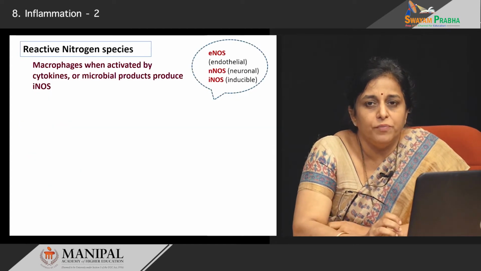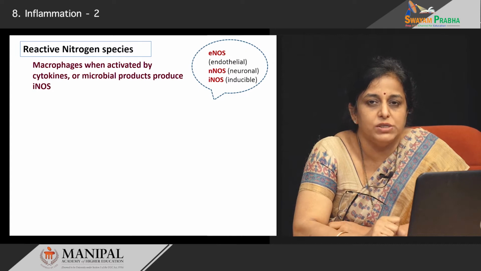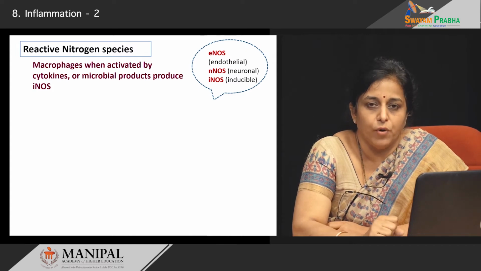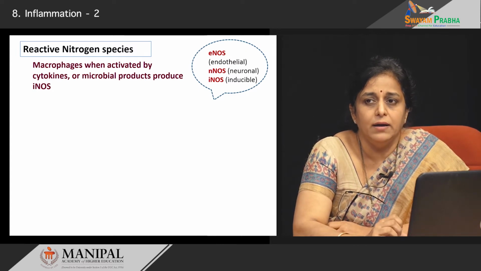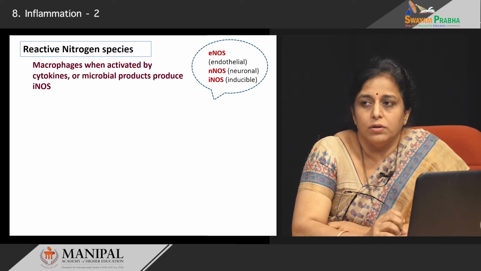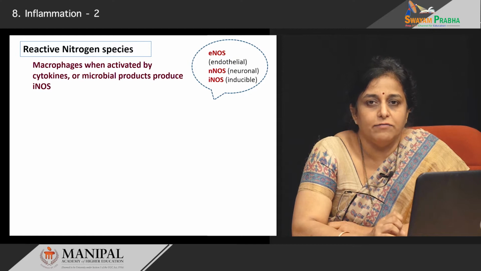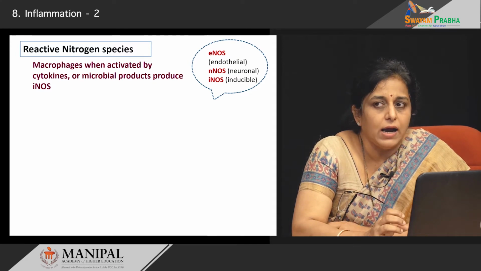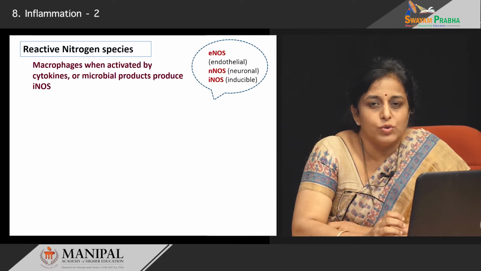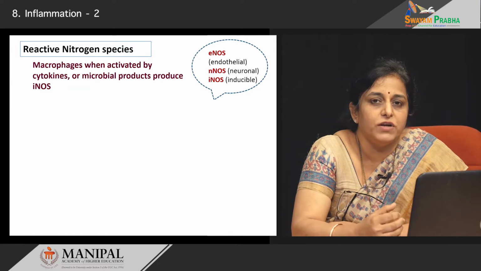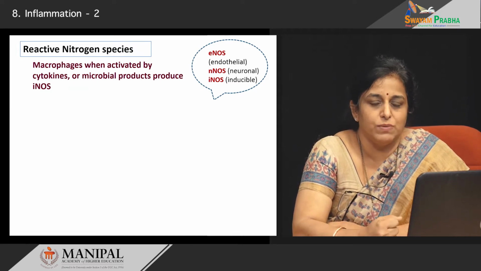So, apart from the reactive oxygen species that we just learnt, which is very important in killing of the bacteria, there are also reactive nitrogen species. Now, these reactive nitrogen species are only formed in the leukocytes when they are activated. So, normally they are not present. Only when there is inflammation and the macrophages are activated are these reactive nitrogen species being formed.